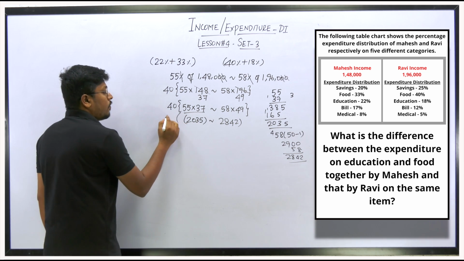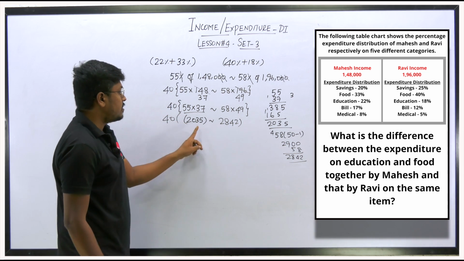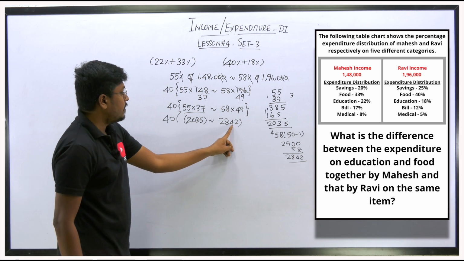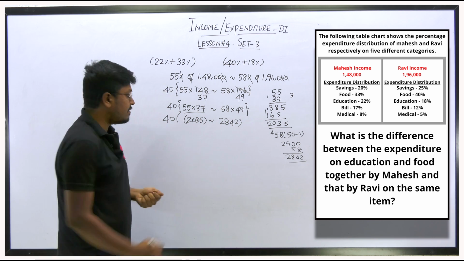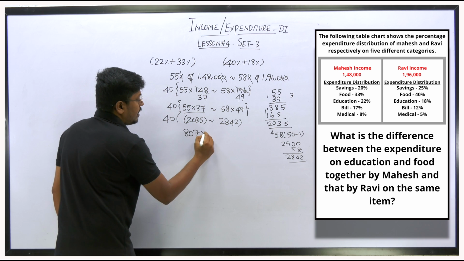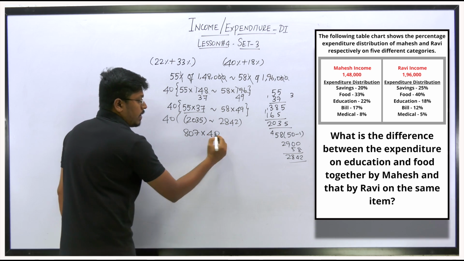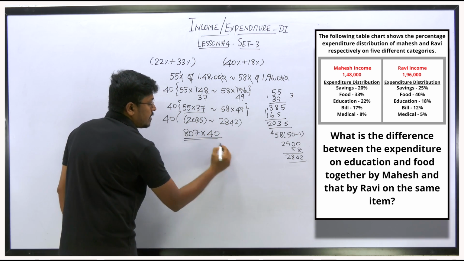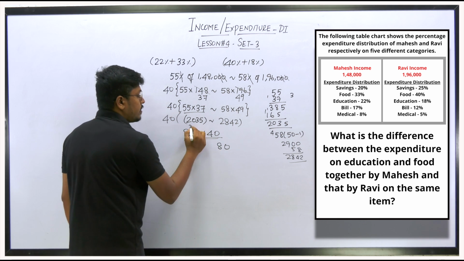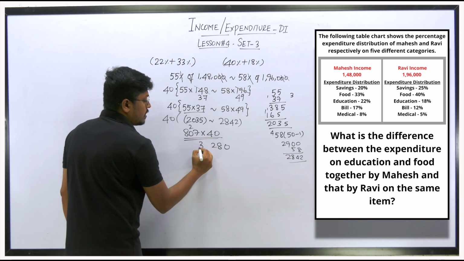So here we have 40 outside. Just find the difference: 2842 minus 2035 will be 807. So 807 into 40. Right? So now we need to multiply this. A 0, 7 4s are 28, 2. So 2 here, 8 4s are 32.